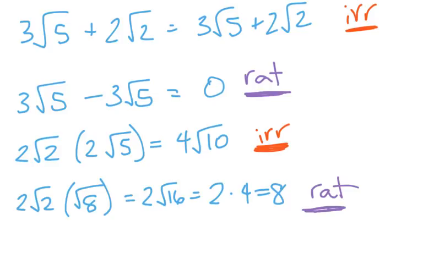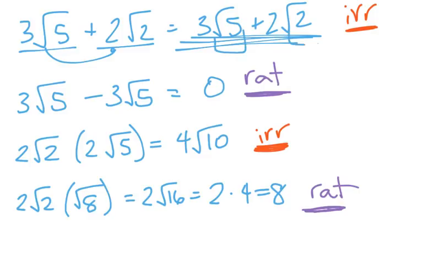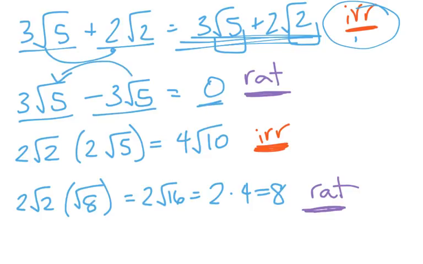For example, 3√5 plus 2√2, these are irrational numbers that we're adding together. You can't add those because the radicands are different, and these are definitely irrational numbers because of the √5 and the √2. So this is an irrational statement right here. However, 3√5 minus 3√5 equals 0, and 0 is a rational number because these values canceled each other out. So sometimes when adding and subtracting radicals, or irrationals, you'll get an irrational response, and sometimes you'll get a rational response.